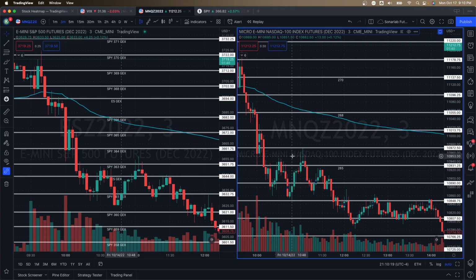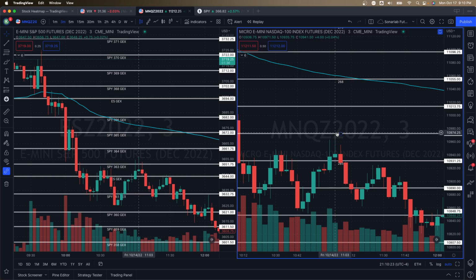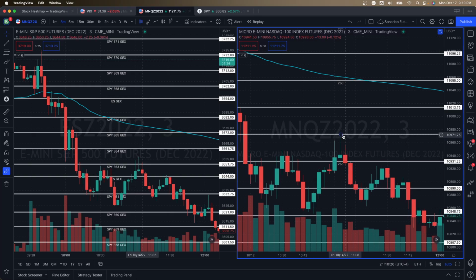Let's see down. Okay, so here's an area on NQ where it looks like, so right here, this NQ gamma level, so this is 266 on QQQ, which on NQ is 10,972.50.